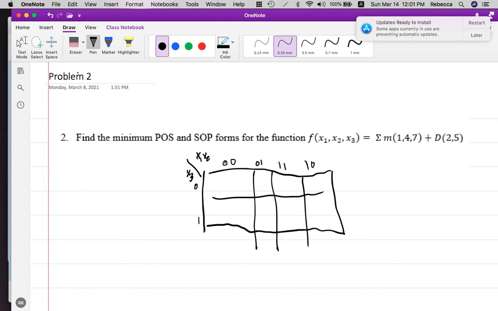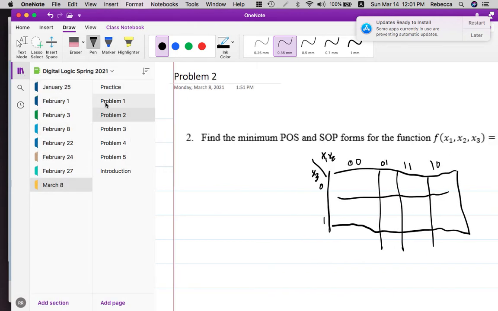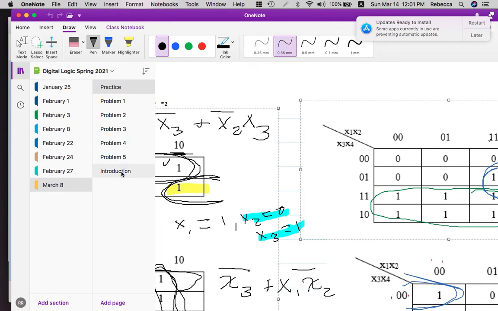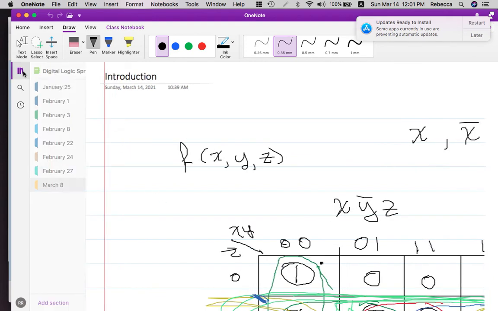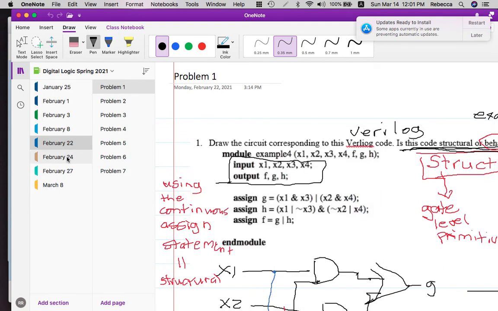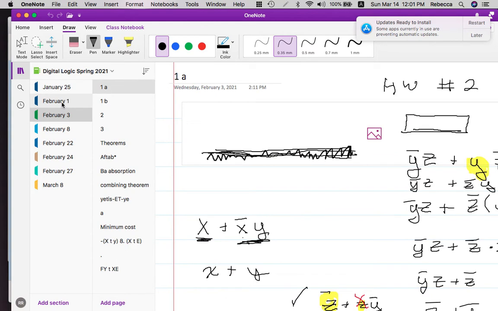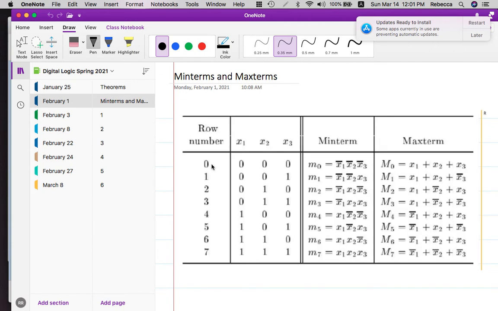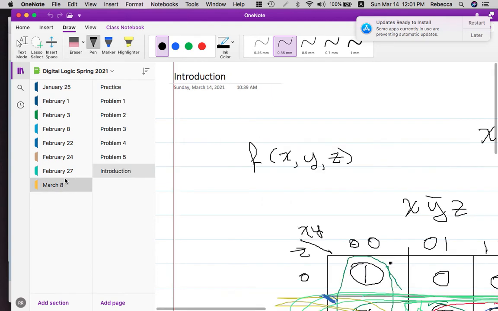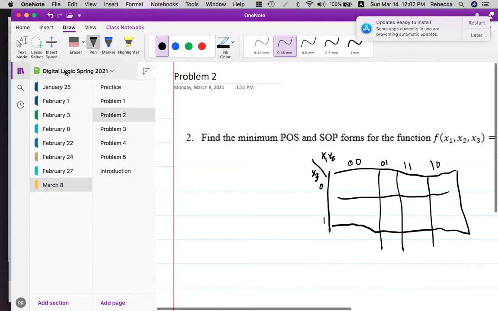So if you were to look at a min-term table, if you look at a table here where you have x1, x2, x3 equal to 0, that corresponds to min-term 0. Where you have x1, x2, x3 equal to 1, that's min-term 7. So each square corresponds to a different min-term.